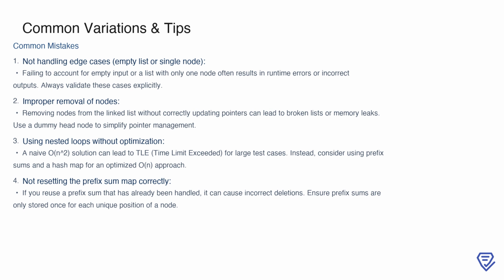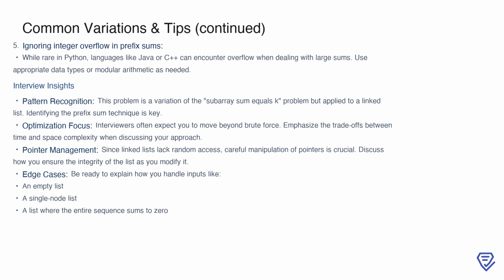Finally, you need to be cautious about how you manage the prefix sum map. Reusing a prefix sum that has already been handled can lead to incorrect deletions. Make sure each prefix sum is stored only once for a unique node position, ensuring the correctness of your solution. It's also important to consider integer overflow when working with prefix sums, particularly in languages like Java or C++, where this can occur with very large values. Using appropriate data types or modular arithmetic can help prevent these issues.